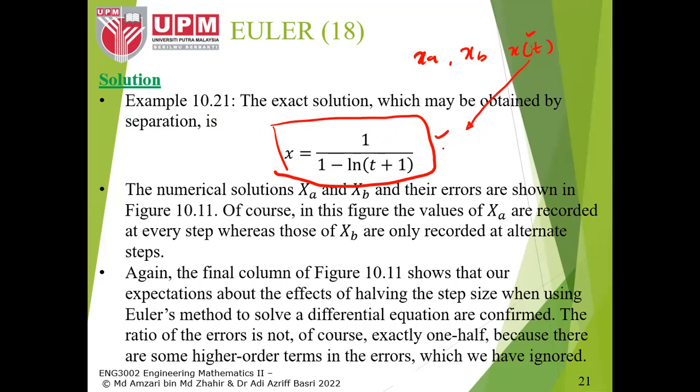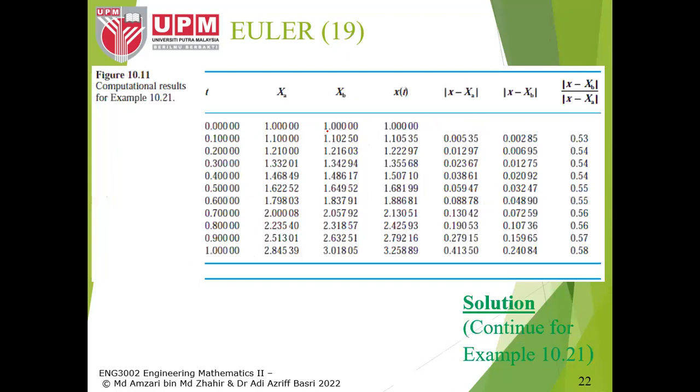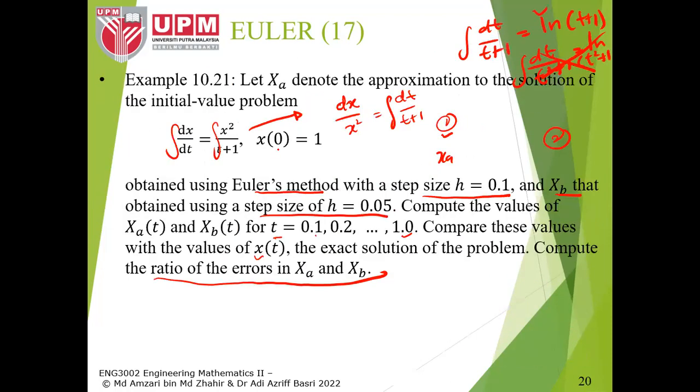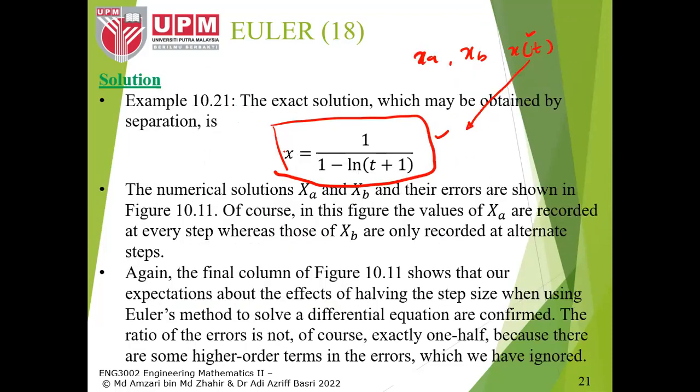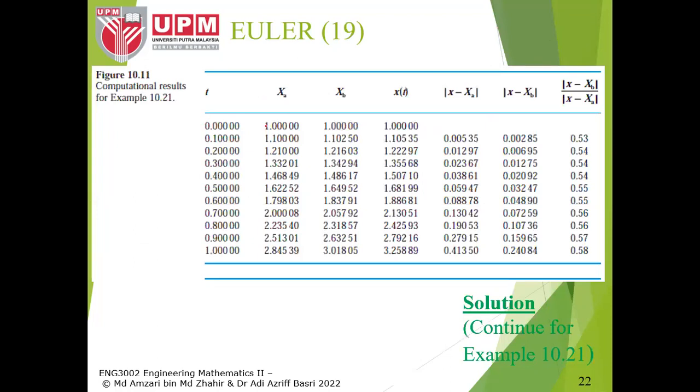In order for you to answer the questions, you need to do this table. It is easier for you to use Excel especially. You start with the initial. We know that initially xt0 is equal to 1. So t is 0.00, xa becomes 1, xb also becomes 1, xt also becomes 1. You start with this initial. We call it the initial. For xa, the h value is 0.1, and for xb, the h value is 0.05.